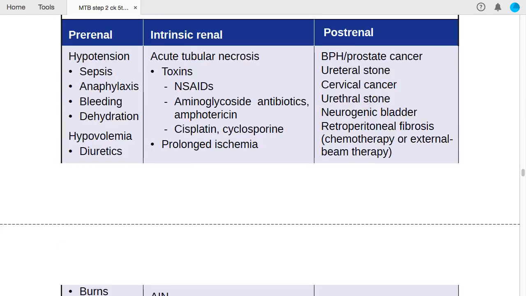Then we have post-renal azotemia. Post-renal azotemia causes include benign prostatic hyperplasia and prostate cancer. In post-renal, think of all of these: stones, strictures and cancers, usually obstruction, right? So that can cause post-renal: cervical cancer, stone, neurogenic bladder, retroperitoneal fibrosis because of the use of chemotherapy or external beam therapy. That can lead to retroperitoneal fibrosis and that is the cause of post-renal azotemia. So think of stones, strictures, this fibrosis, right, in case of post-renal.